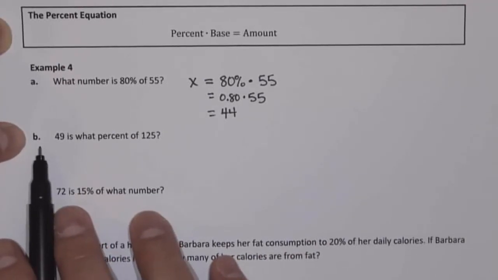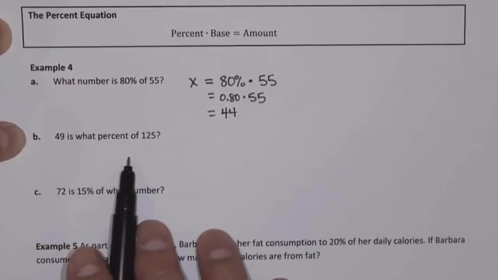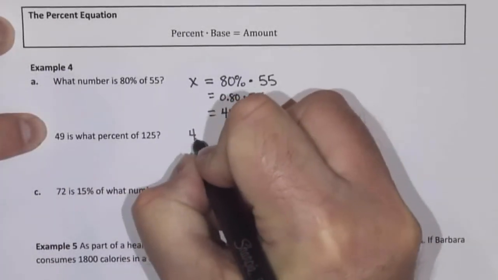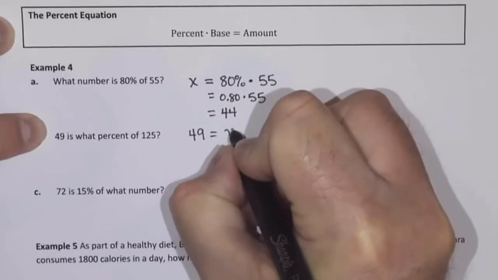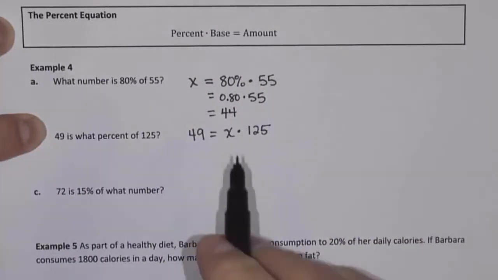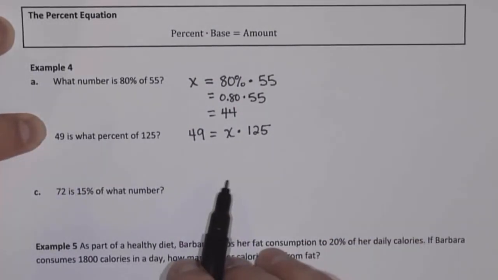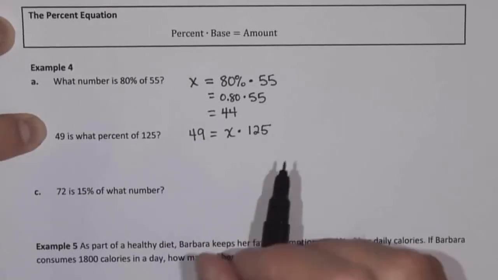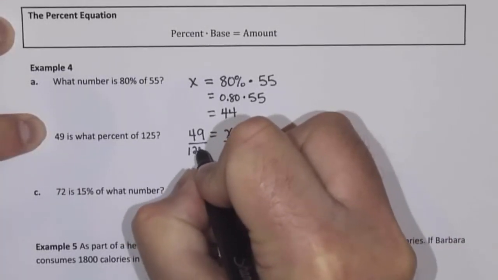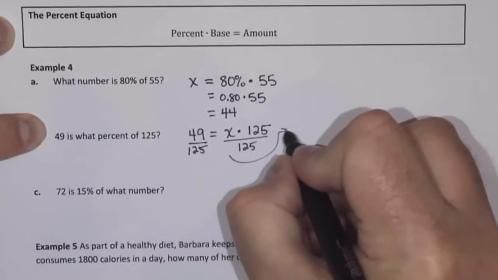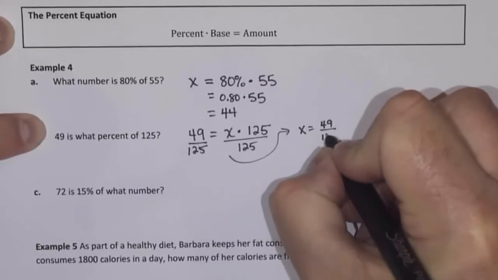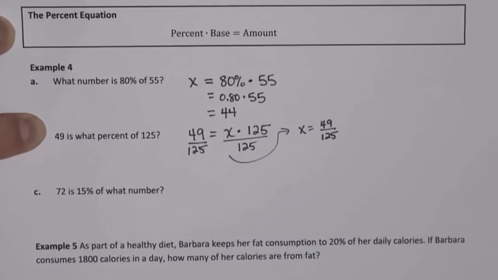Now, in part B, 49 is what percent of 125? So 49 equals what percent of 125? In this case, it's the percent that we're looking for. To find the percent, I'm going to divide both sides of this equation by 125. So x is going to equal whatever 49 divided by 125 is.